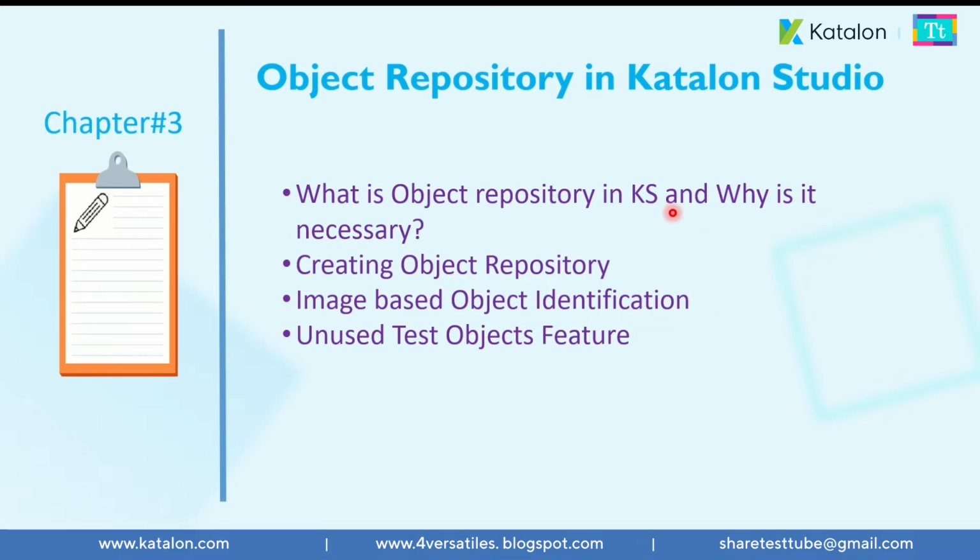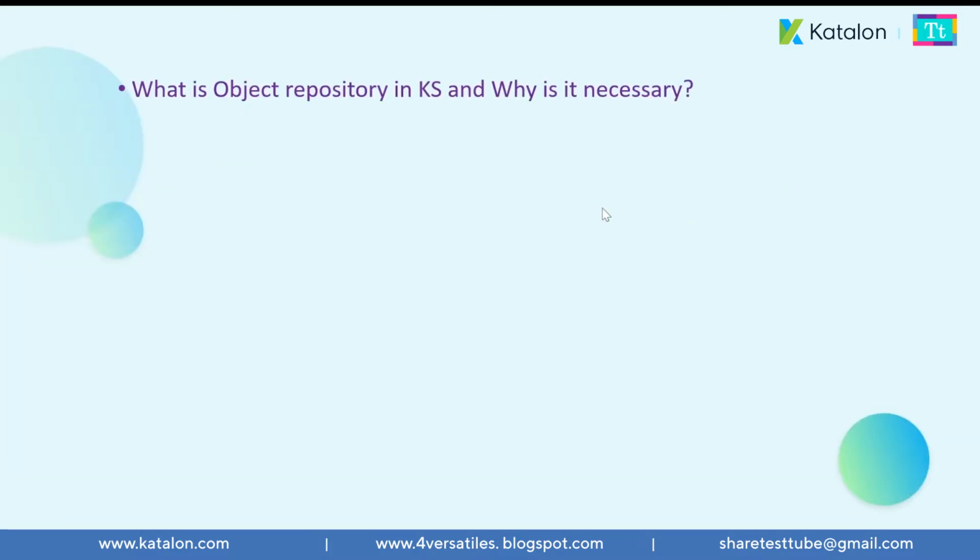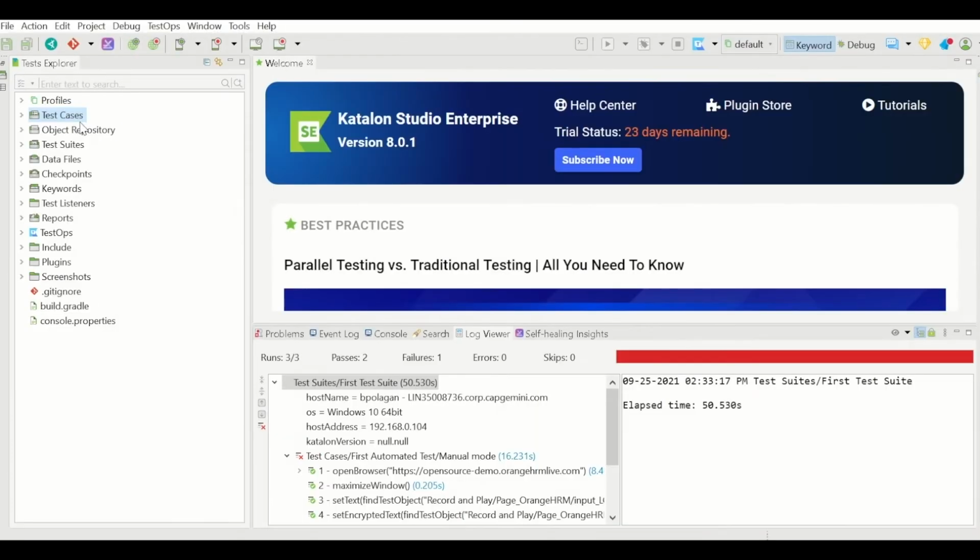So the first one is what is object repository and why it is necessary for us. Now let us go back to Katalon Studio. Like we discussed in the overview, object repository is a place where we can collect the objects. It's a collection of objects. If it is a web project, it's a collection of web objects. If it is an API or web service project, it is a collection of APIs. If it is a mobile project, it is a collection of mobile elements.